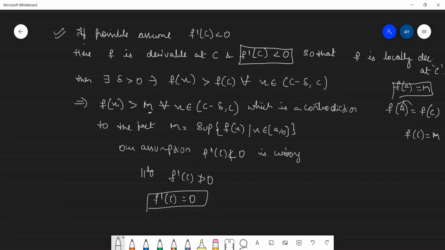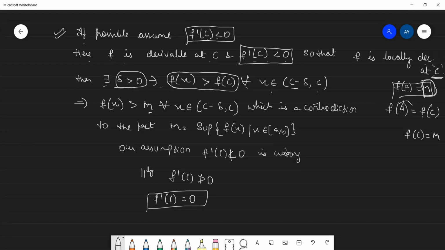If possible, we will assume f dash of C is less than 0, and we will prove a contradiction for that. So if f dash of C is less than 0, obviously f is derivable at C. By locally decreasing at point C, there exists delta greater than 0 such that f of x is greater than f of C. This is the definition of a locally decreasing function, for all x belongs to C minus delta comma C. And we have to assume that f of a equals m, where f of a equals f of c. What is m?